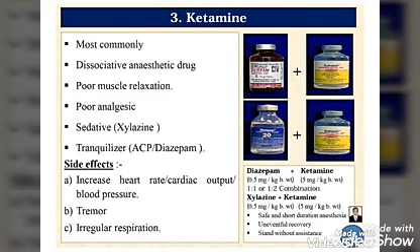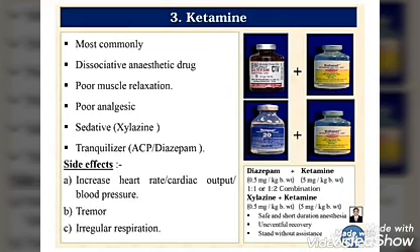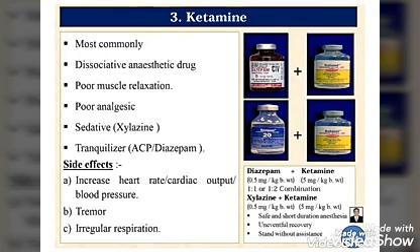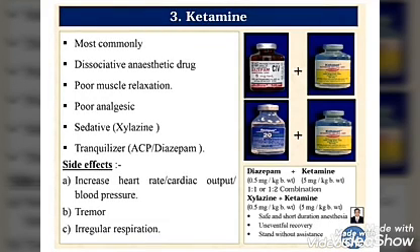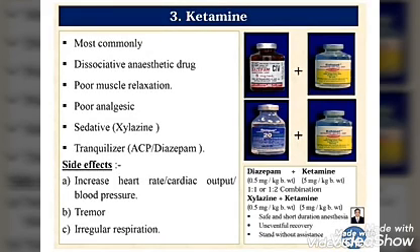So ketamine is the most commonly used dissociative type of anesthetic agent in canine practice. Everybody knows about this drug: it has poor muscle relaxation and no analgesic property, produces tremor when given alone, eyes remain open, and it does not abolish the laryngeal reflex, pharyngeal reflex, or swallowing reflex. These are the common complications and common properties noticed with ketamine.